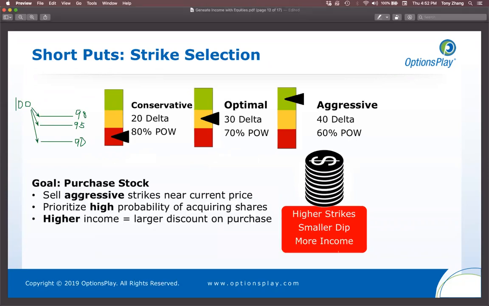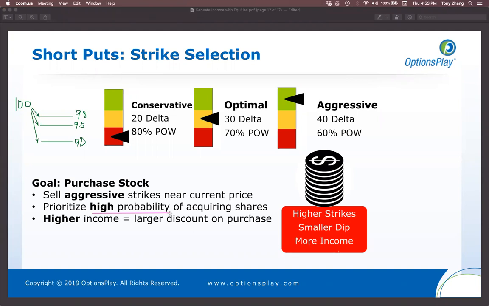And the answer, based on our research, is the more aggressive strike prices. The reason for this is because the more aggressive strike prices, number one, provide you with a much higher probability of owning the stock. So the goal here is to have a high probability of acquiring the shares. That's why you're selling the puts. You're selling the puts because you want to own the stock.